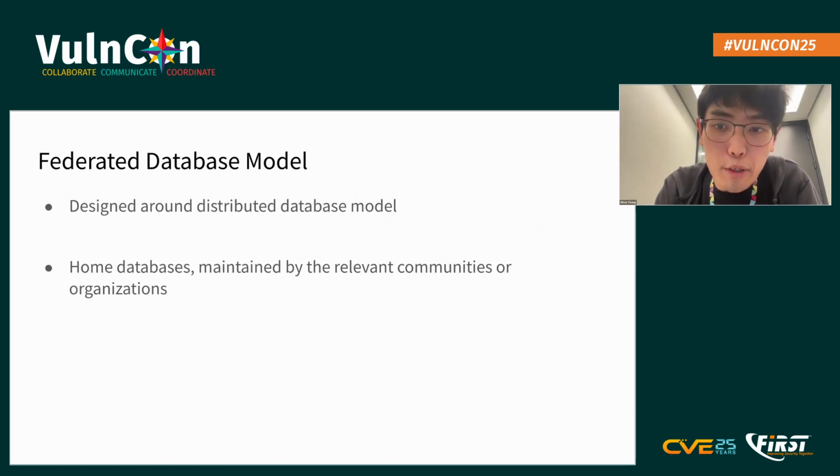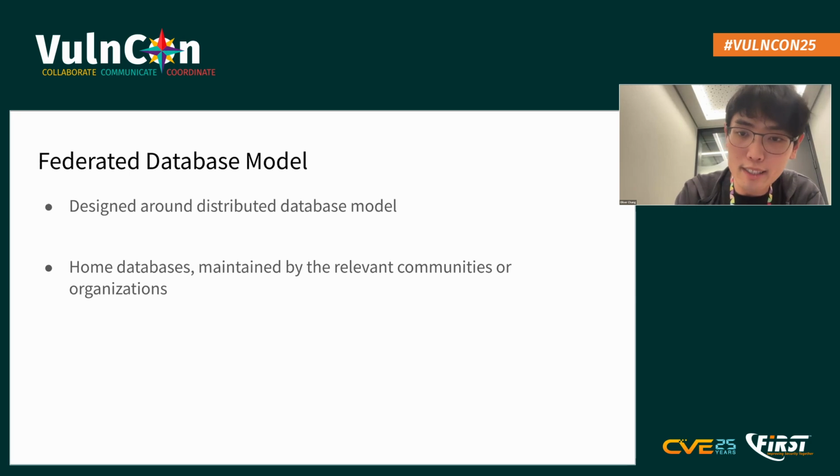So the OSV schema also promotes a distributed model of home vulnerability databases maintained by the relevant communities or organizations. For example, the GitHub advisory database maintains a database for several ecosystems using the GHSA prefix. The Go community maintains a database using the Go prefix, and Rust also maintains one using the RUSTSEC prefix, and so on and so forth. So this is very much aligned with the way open source works. We have different communities contributing to vulnerability data in a distributed way, and most of them are also open, such that corrections and changes can also be made just by filing an issue or opening a pull request.